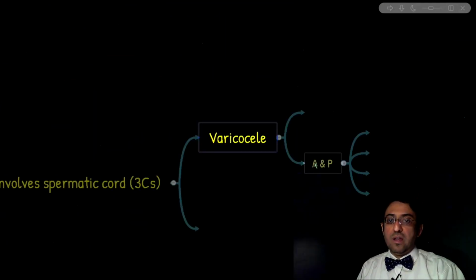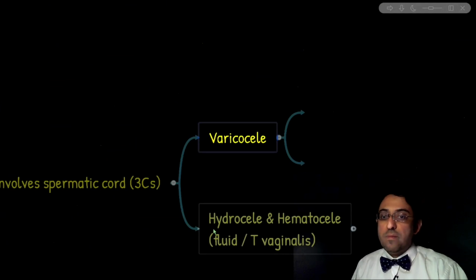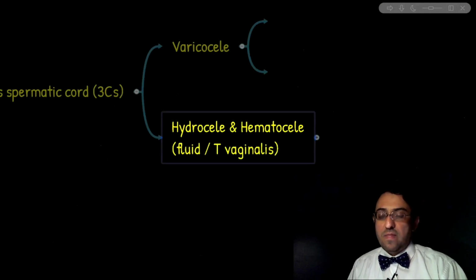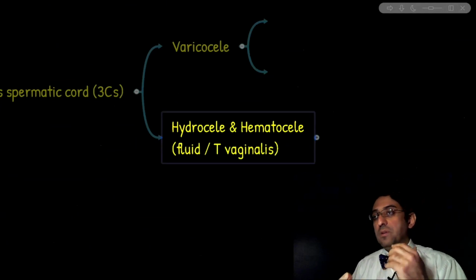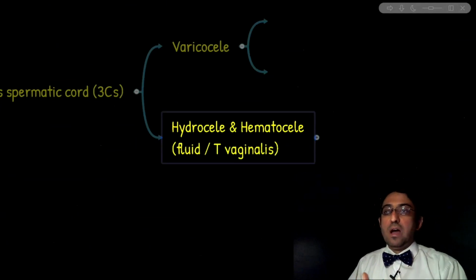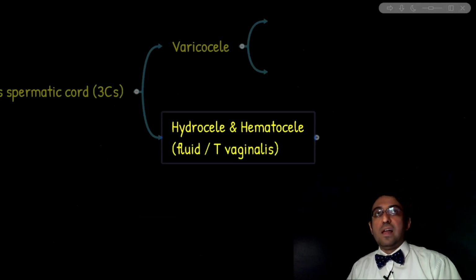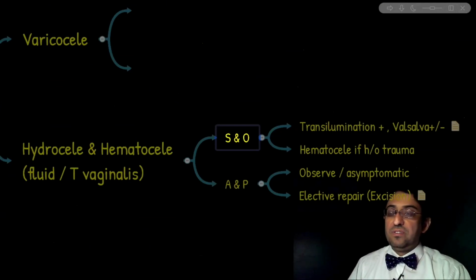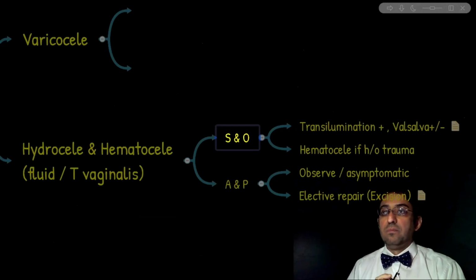Let's move to the other condition in association with mass arising from the spermatic cord, and that is hydrocele and hematocele. What are they mainly? They are presence of fluid or blood in the tunica vaginalis. Now, what factors in clinical picture help distinguish hydrocele, hematocele from varicocele?